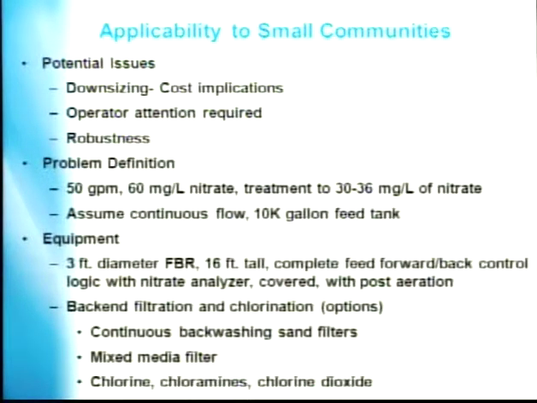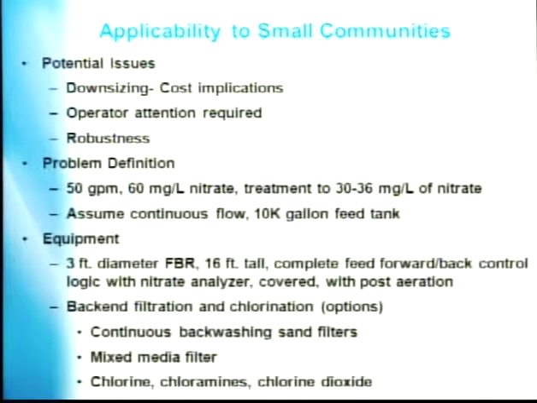So you look at all of these different issues as you go to much smaller communities. And we were asked to take a look at a problem definition of 50 gallons per minute, 60 milligrams per liter of nitrate, and treat to about 30 to 36 milligrams per liter. And so what I looked at it and I said, okay, I want to have a continuous water flow, if possible, if that's the example we're given.